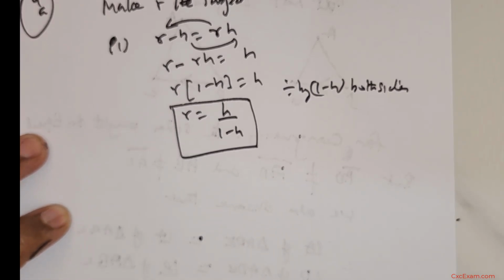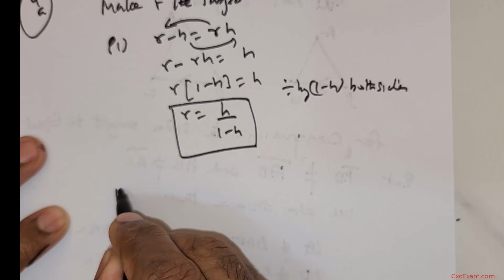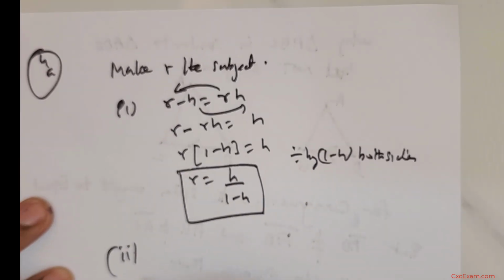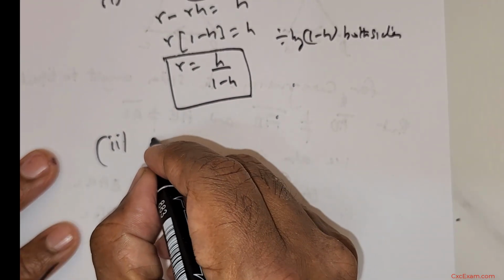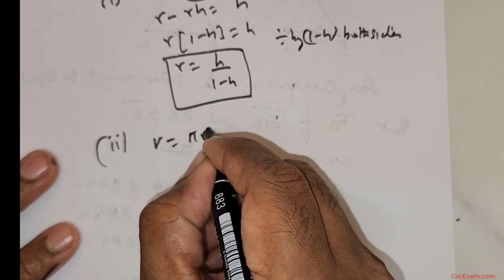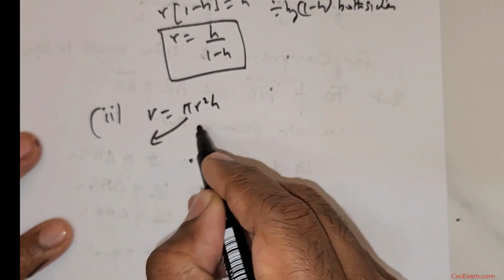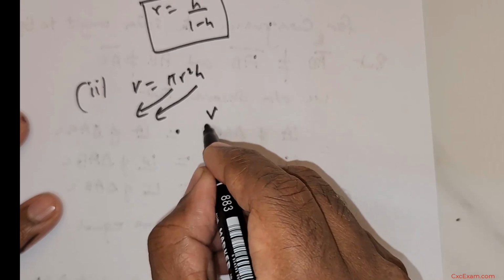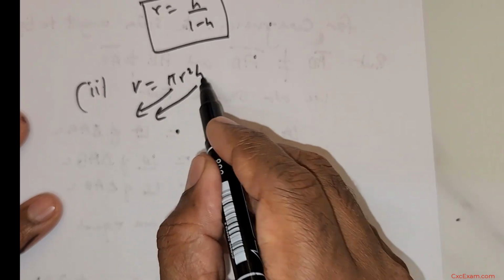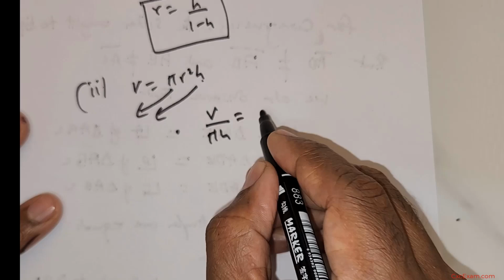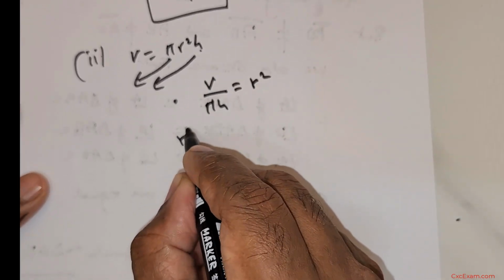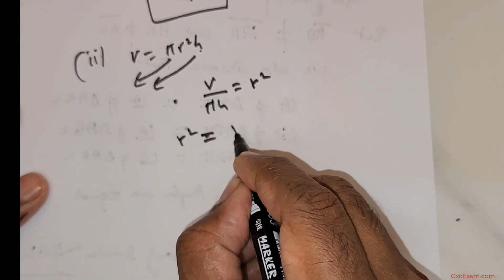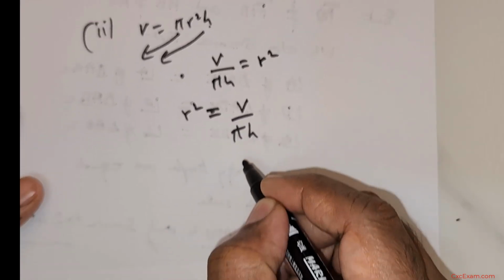Okay, so let us go to the next question. Question number 2 is given as V is equal to pi r squared h. Move everything to the left. So V is equal to, I'm talking about pi and h, so pi h will be here. So r squared is there. So I rewrite this r squared as V over pi times h.